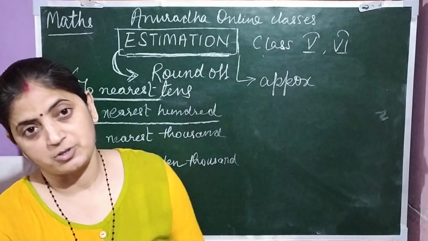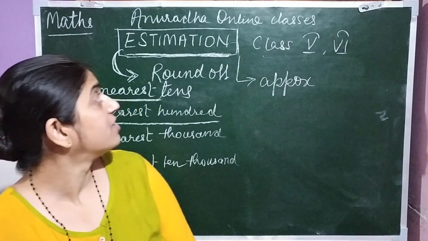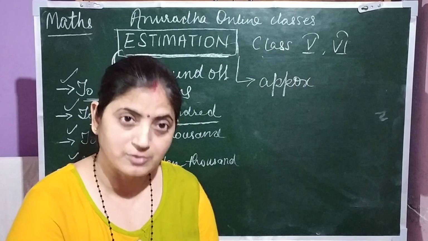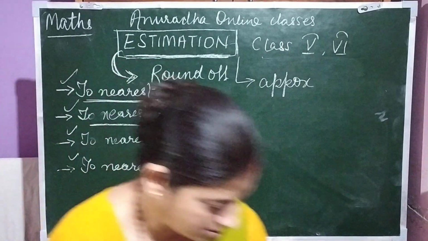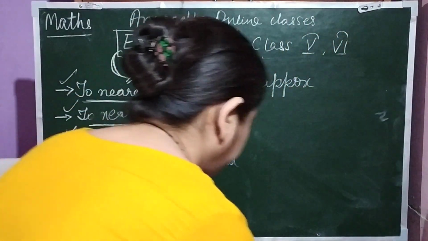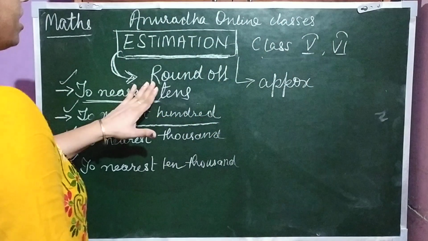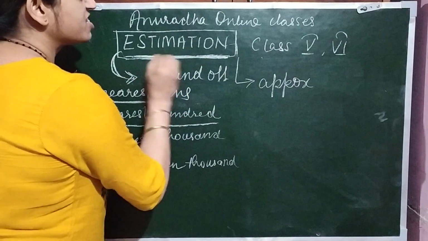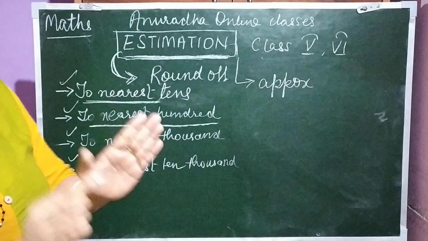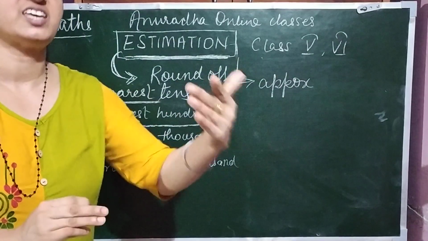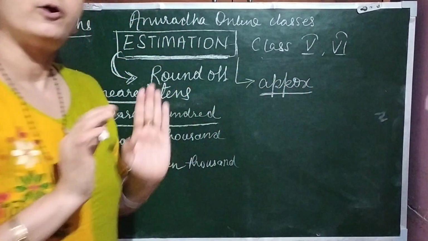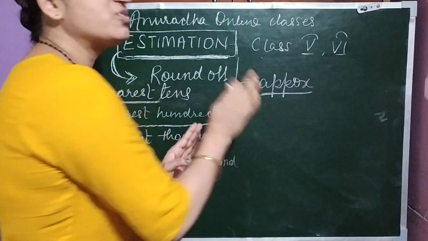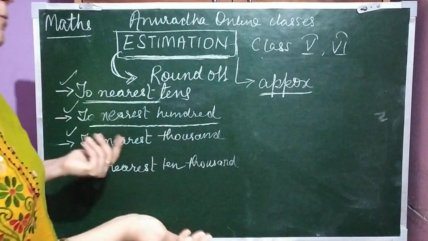Let us come to our topic. Today's topic is estimation. It is for class 5th as well as for class 6th. Now, see, estimation. What does this word mean? Estimation means which is not exact. This estimated value means approximate value. Approximate value means which is not exact.